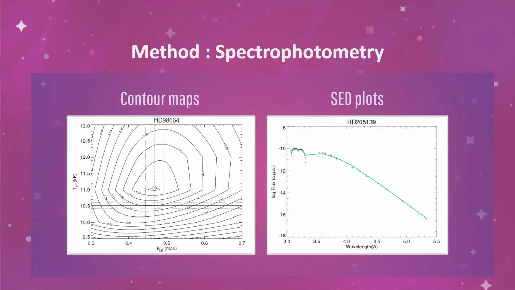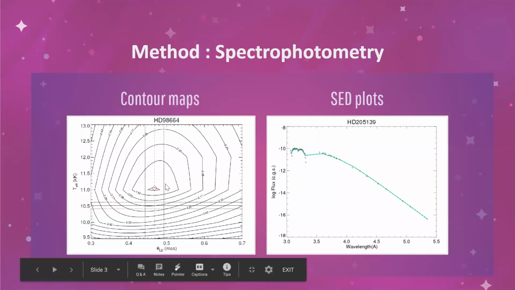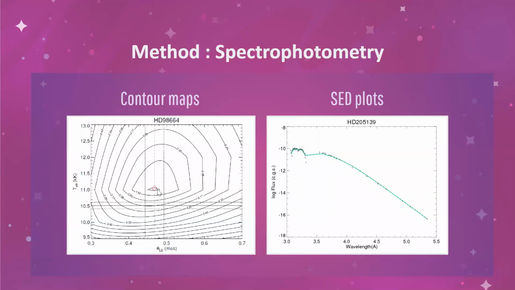The method we use is called spectrophotometry, and we create contour maps and SED plots. The contour maps are chi-squared contour maps, chi-square of the reddening E(B-V) as a function of angular size and effective temperature. The contour maps are the result of fitting models to the SED plot, and each contour line is a best-fitting line. The diamond in the middle indicates the best-fitting model temperature for our directly determined angular size. Currently we have 4 stars with directly observed angular size from the CHARA interferometer, but we're going to have more in the fall semester.